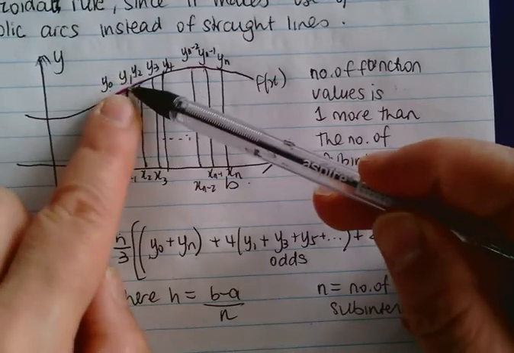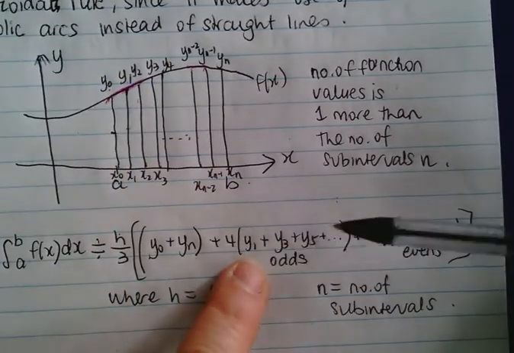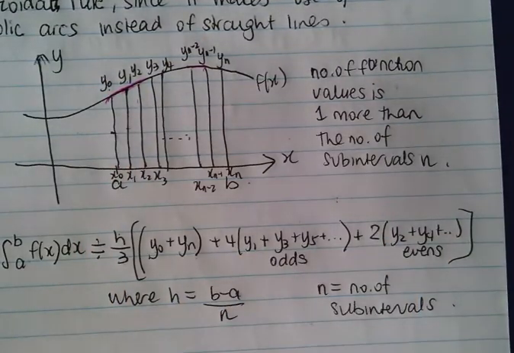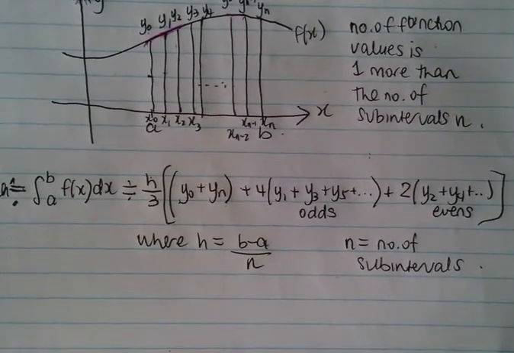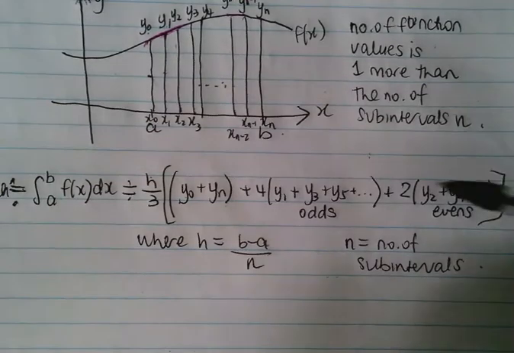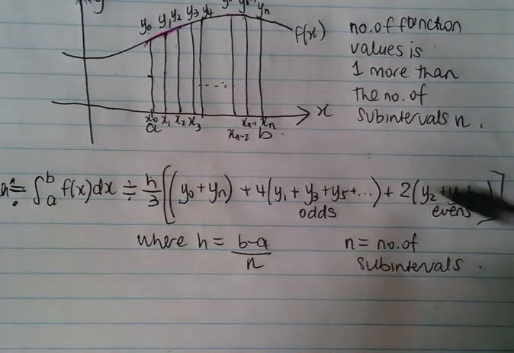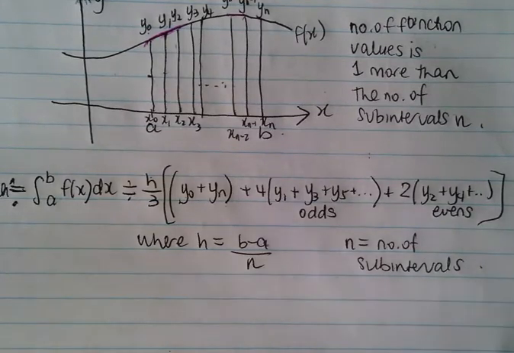So that one there is y1. So it's 4 times the odds and 2 times the evens. Now, I don't really learn that formula like that, okay? You might say, yep, I think I can remember it. It's 2 times the evens, even numbers are divisible by 2. But what I use is the multiplier pattern.